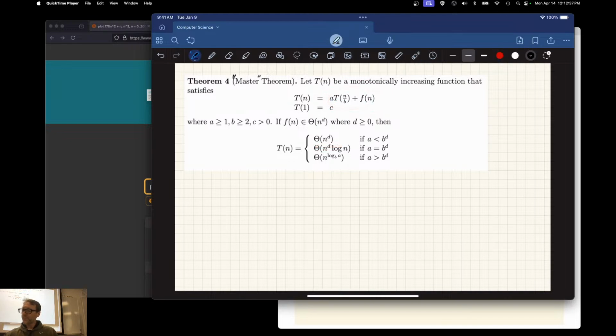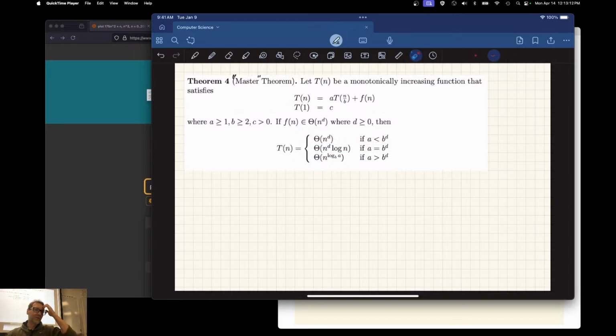If a is strictly less than b to the d, then that means that you are doing fewer recursive calls than you are doing non-recursive work. Oh, by the way, what is d here? Sorry. F of n here is bounded by some polynomial n to the d. So this is that you're doing less recursion and more non-recursive work. This means that you are doing more recursion and less non-recursive work. This means that you are evening things out. And this is always where we end up being anyway.